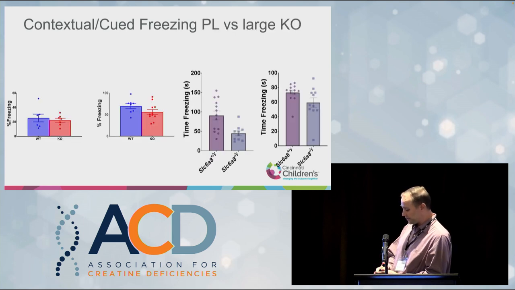And then again, here's a difference between the point mutation mice here and our large knockout mice here. This is from one of the first papers that we published, and you can see that there's a large contextual freezing here. This is time freezing instead of percent, but you can still see the big difference between the wild types and the knockouts, and same here in the cued. So again, this is just important so that we know what we're looking at when it comes to each model.